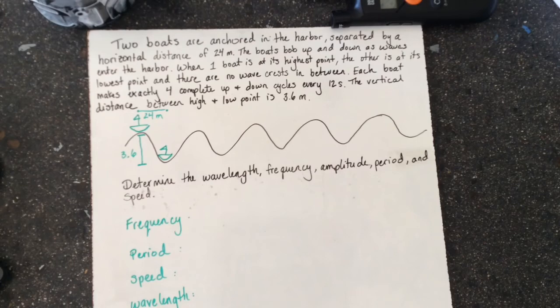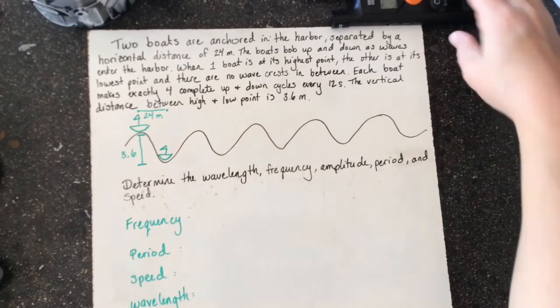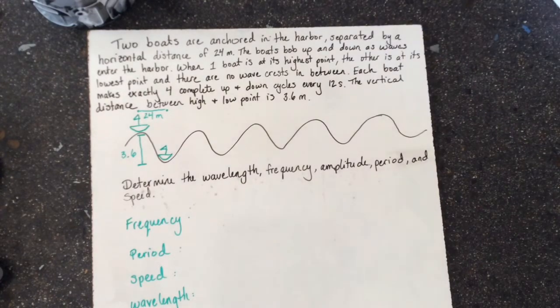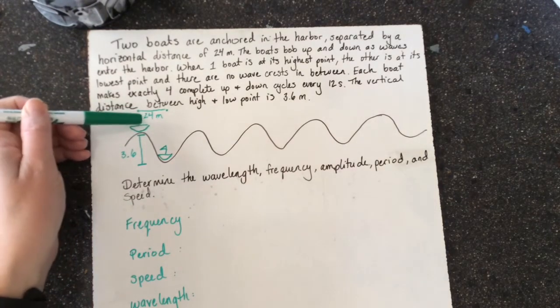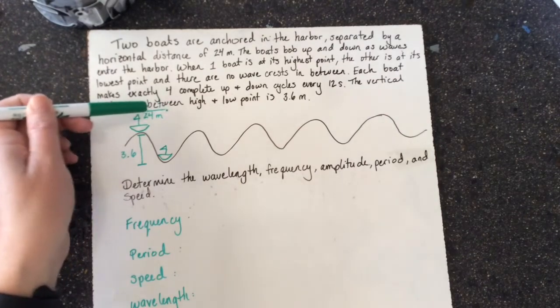This video is going to help you solve the problems in the Rocking the Boat physics classroom assignment. So I have an example here of one of the problems. It says that we have two boats anchored in the harbor, and they're separated by a horizontal distance of 24 meters. So here's my boat, and the horizontal distance between the two of them is the 24 meters.